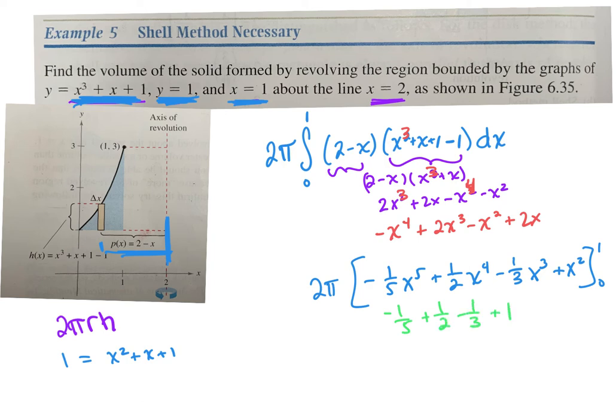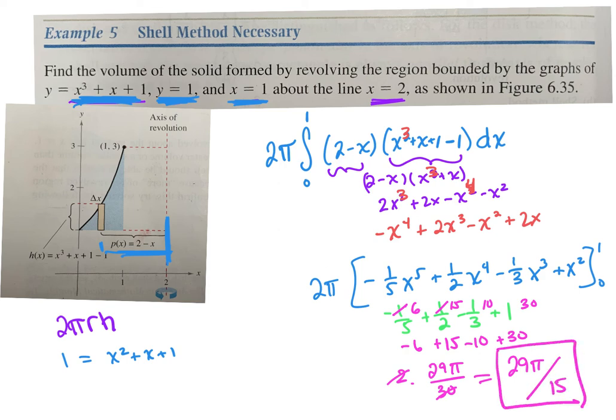My common denominator is 30, I think, right? So this is 6 over 30. This is 15 over 30. This is 10 over 30. That's 30 over 30. So we have -6 plus 15 minus 10 plus 30. So 45, so 29, right? Is that what we got? No, times 2. So we get 59. So that's 29 pi over 30. Don't forget your times your 2. Those cancel. So we get 29 pi over 15. That is my answer for that guy.